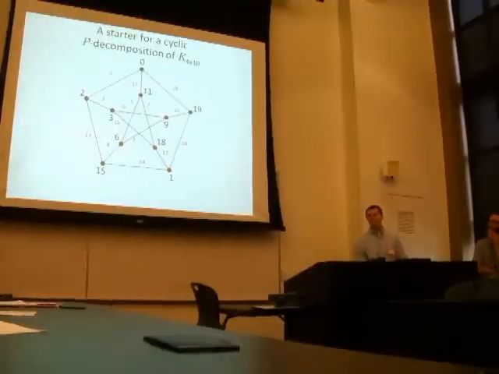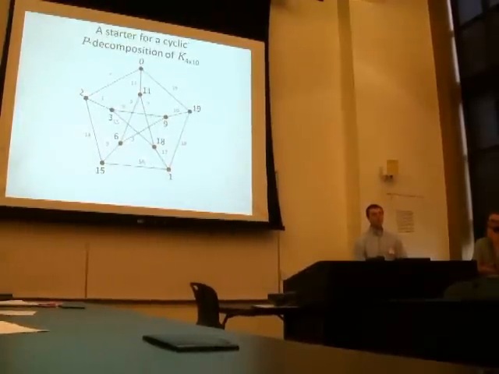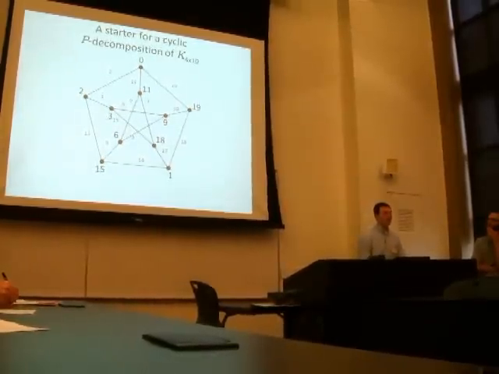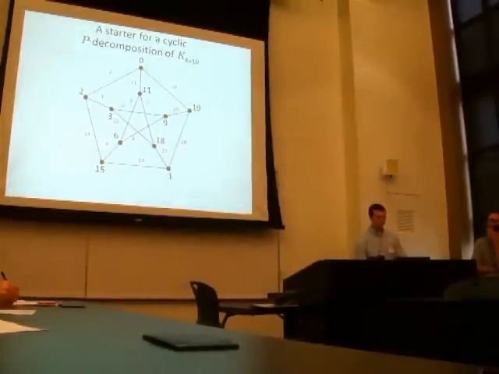An example of this is the famous Petersen graph. It has 15 edges. We've put it in K40, but we've skipped all the edge lengths that are a multiple of 4, and so this gives us a starter for a cyclic P decomposition of K4 cross 10.